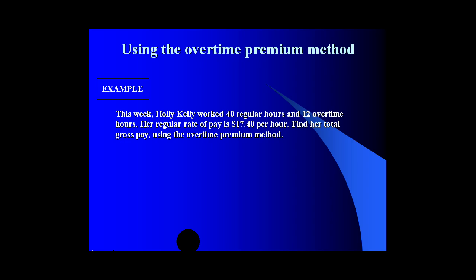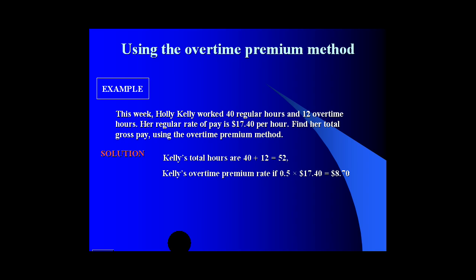Here's an example using the overtime premium method. This week, Holly Kelly worked 40 hours and 12 overtime hours. Her regular rate of pay is $17.40 per hour. Find her total gross pay using the overtime premium method. Here's the solution. Kelly's total hours are 52, the 40 regular hours plus the 12 overtime hours. Kelly's overtime premium, if you remember from the previous slide, is her rate of pay times 1/2. So her overtime premium rate is $8.70.